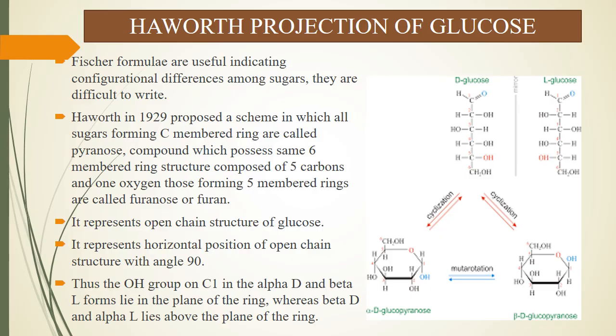Thus, the hydroxyl group on the first carbon in alpha D glucose lies below the plane of the ring, whereas in beta D glucose it lies above the plane.